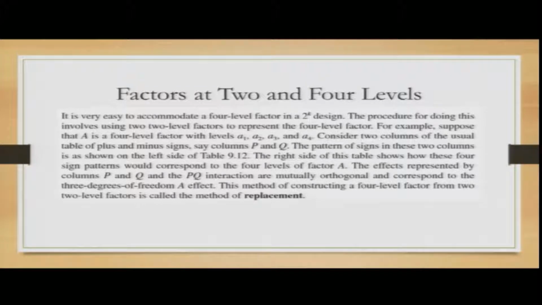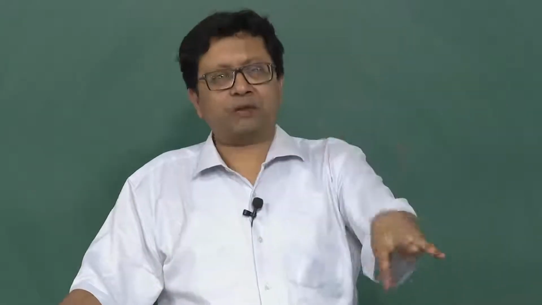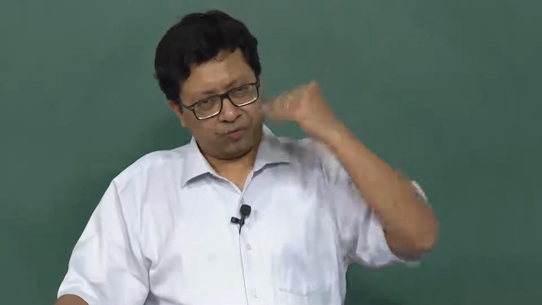So, we consider two columns of the usual table of plus and minus signs, say columns P and Q. The patterns of signs in these two columns are shown to the left of Table 9.12. The right side of this table shows how these 4 sign patterns correspond to the 4 levels of the factor A. The effects represented by columns P and Q and the PQ interaction are mutually orthogonal. So, what you are trying to do is break them into orthogonal directions, so that whatever effect is coming from A should only be assigned to A. If B is orthogonal to A, then whatever effect we assign to B should remain there only.